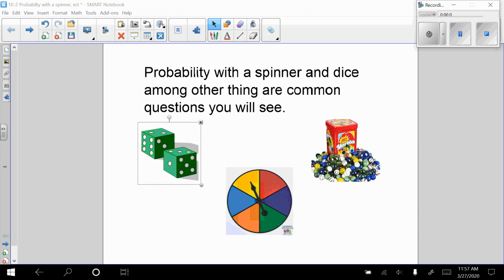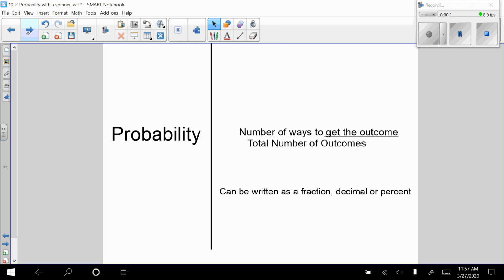Hi everyone. Now it's time to get into some more fun stuff with probability. Probability with a spinner and dice, among other things, are common questions that you will see when anybody's talking about probability. Remember, probability is the number of ways to get the outcome over the total number of outcomes that you possibly could have. You can write it as a fraction, a decimal, or a percent.